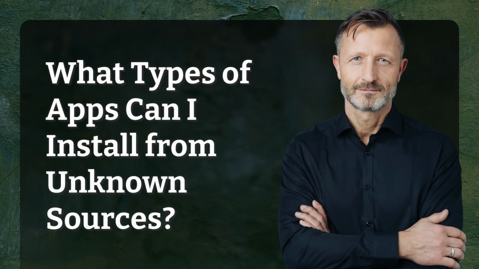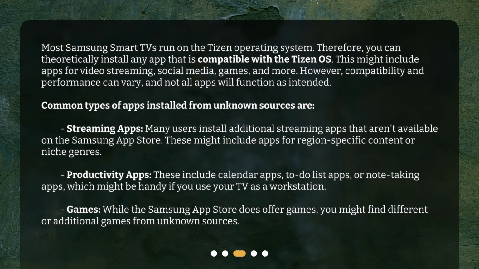What types of apps can I install from unknown sources? Most Samsung Smart TVs run on the Tizen operating system. Therefore, you can theoretically install any app that is compatible with the Tizen OS. This might include apps for video streaming, social media, games, and more. However, compatibility and performance can vary, and not all apps will function as intended.